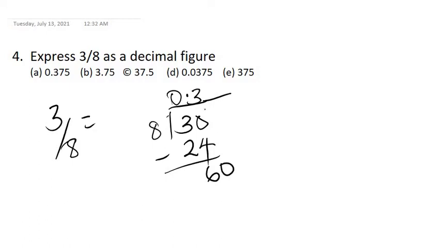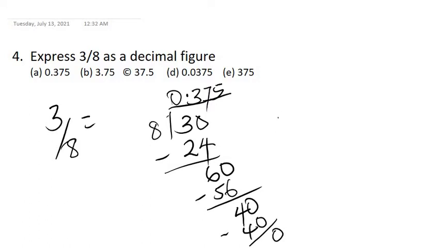No, add 0. Now 60 divided by 8 is 7. 7 times 8 is 56. 60 minus 56 is 4. Add 0. 40 divided by 8 is 5. 5 times 8 is 40. 40 minus 40 will give us 0. So my answer is 0.375.